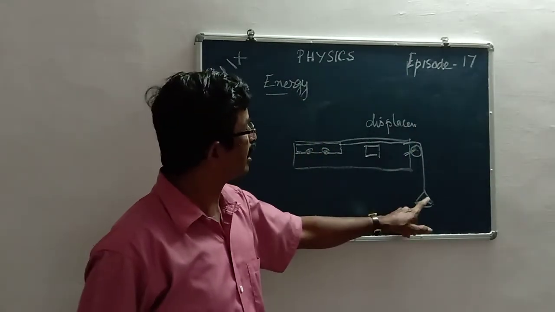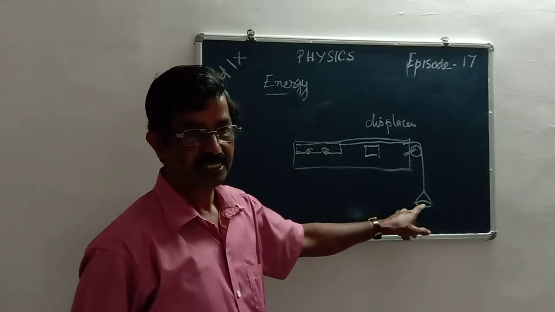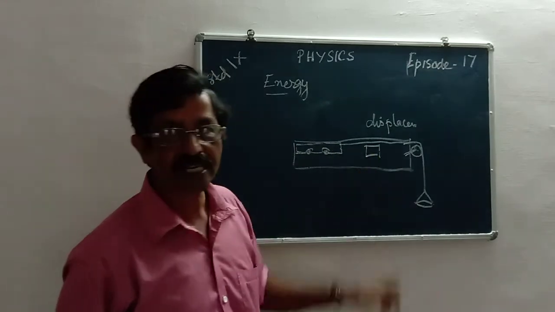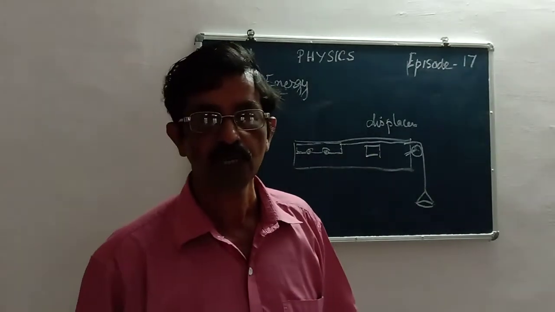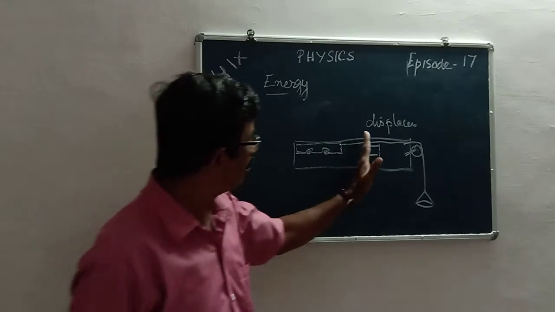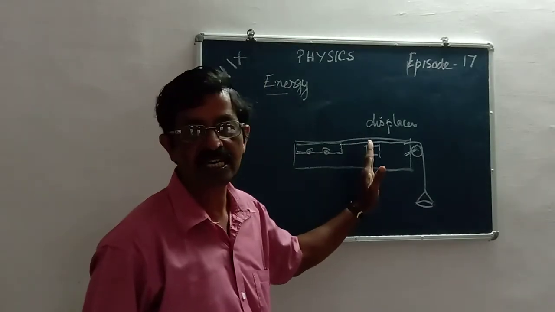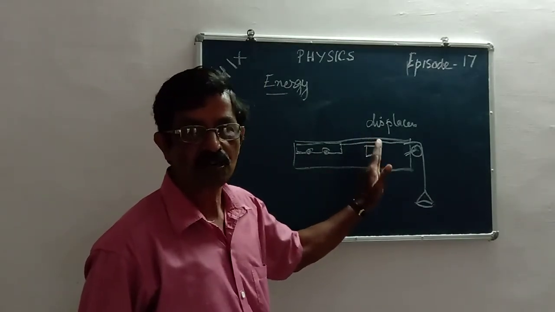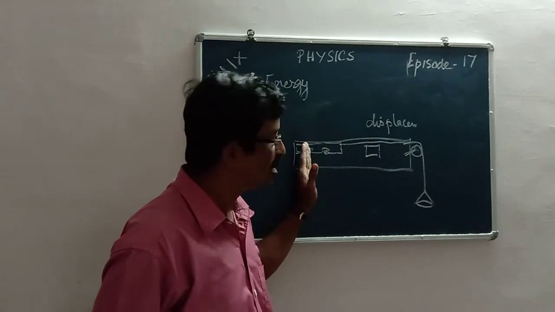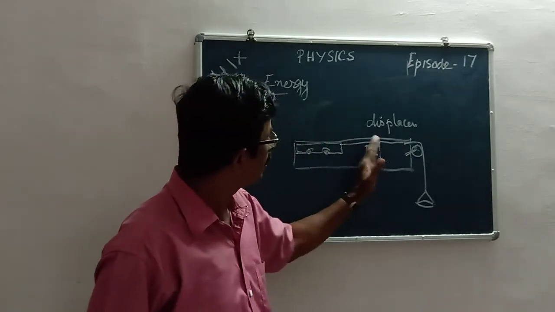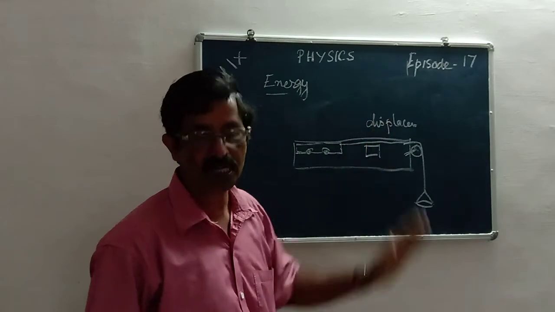And when we put more weight here, the displacement produced becomes small. Why? This wooden block is displaced because this moving trolley, this moving bus, possesses energy.